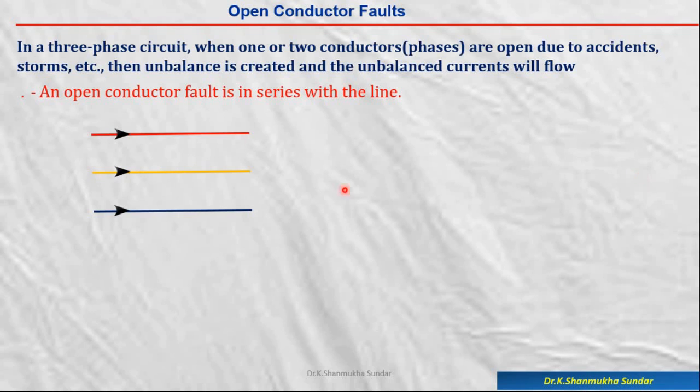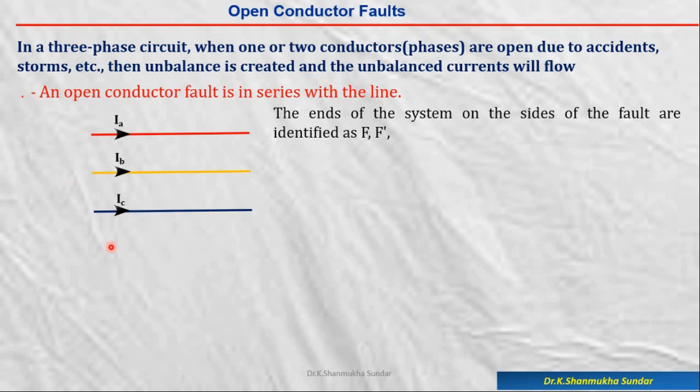Now, let us consider a system network. We have R, Y, B, and the corresponding currents are IA, IB and IC. So this is a power system. Let us analyze the open conductor type faults on this power system. Now, the ends of the system on the sides of the fault are identified as F and F dash. Assume a fault occurs on any part of the power system. Whenever an open conductor type fault occurs on a power system, the ends of the system on the sides of the fault are identified as F and F dash.